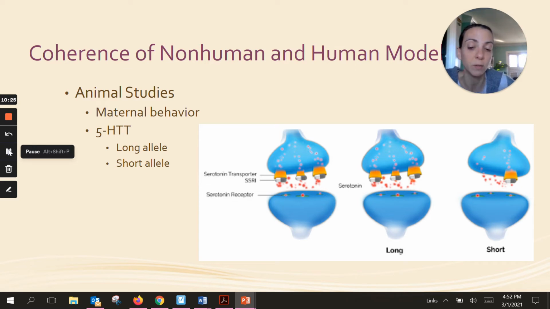So there are two types of alleles. There's a long allele, and the long allele has higher serotonin reuptake efficiency, so that serotonin isn't hanging out in the synaptic cleft nearly as long. In stressful situations, those with two long alleles can cope better with stress. The short allele has lower serotonin reuptake efficiency, and either one or two short alleles shows more fearful reactions to stressors. Monkeys who are raised in stressful situations with the short allele have impaired serotonin transmission, and in humans, the short allele is related to psychopathology.